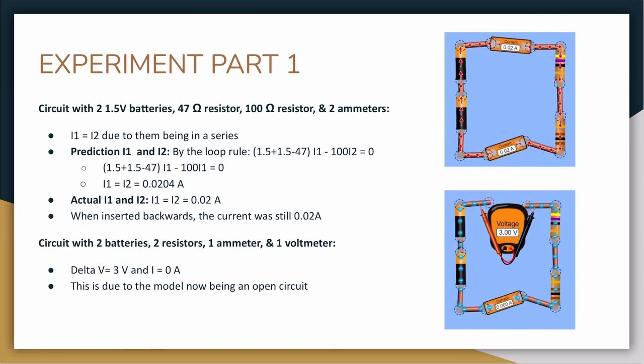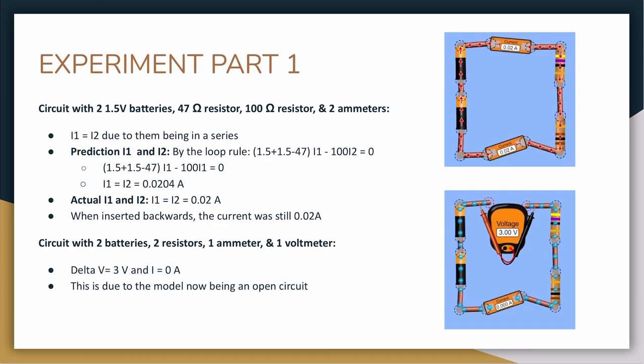In part 1, we had a circuit with two 1.5 volt batteries, a 47 ohm resistor, a 100 ohm resistor, and two emitters. We assume that I1 equals I2 because they're in series, and by prediction using our equations, we have that I1 and I2 equal 0.02 amps. The actual value for I1 and I2 were 0.02 amps as well, and this was the same when inserted backwards, and the current stayed the same.